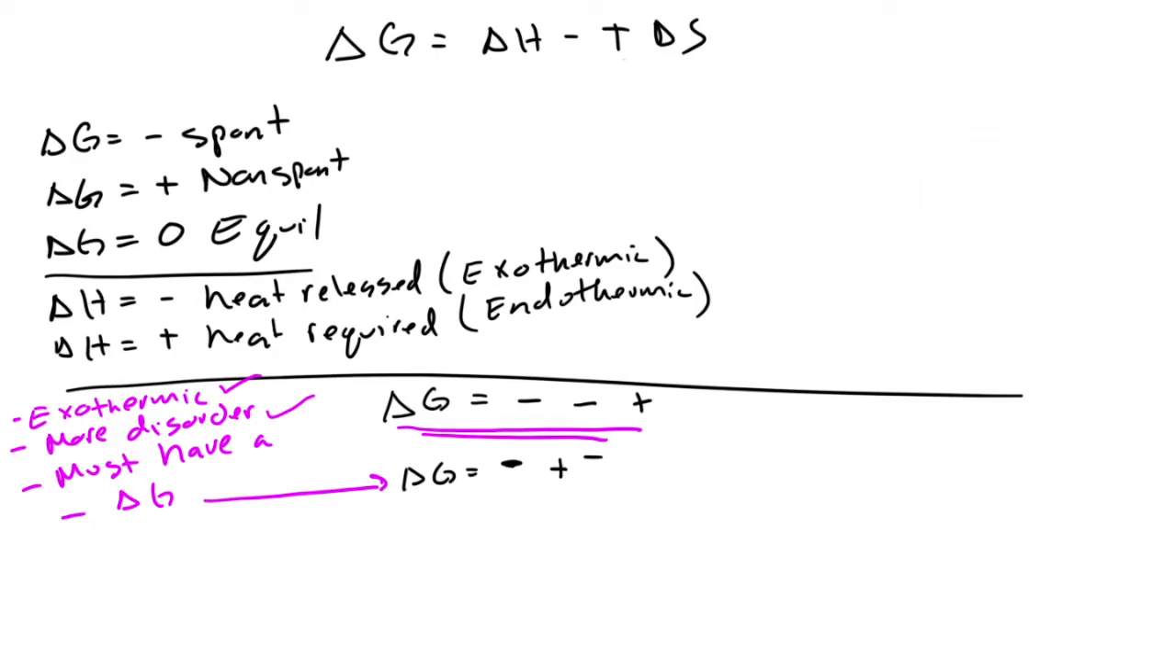And so let's say we have a reaction like this. Let me erase all this. Let's start over. Okay, so let's say, when we put this delta G back up here, delta G equals delta H minus T delta S. Well, let's say the reaction is going to be exothermic.